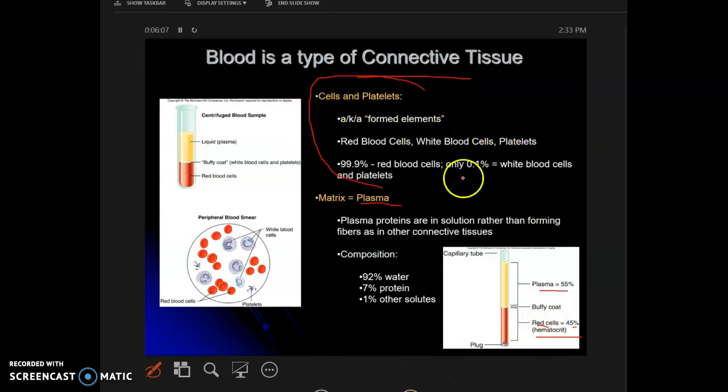The cells and the platelets are called formed elements. Of the formed elements, 99.9% is the red blood cells. Only 0.1% is the white blood cells and the platelets.